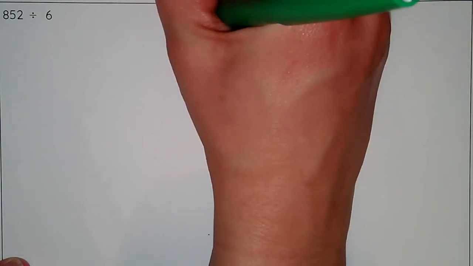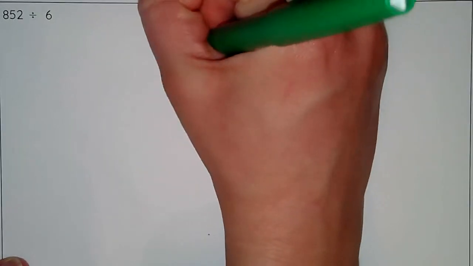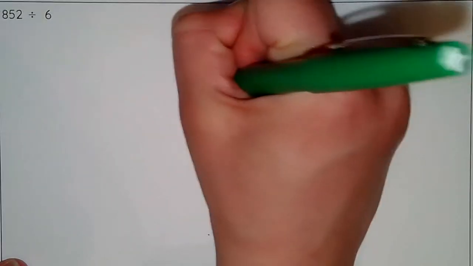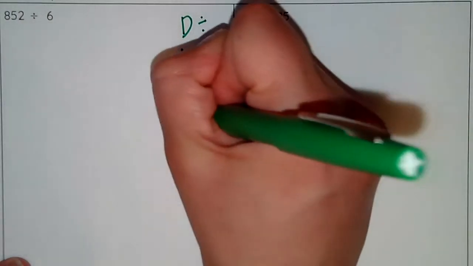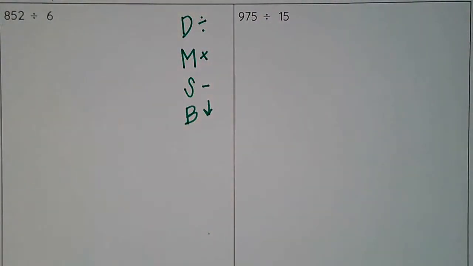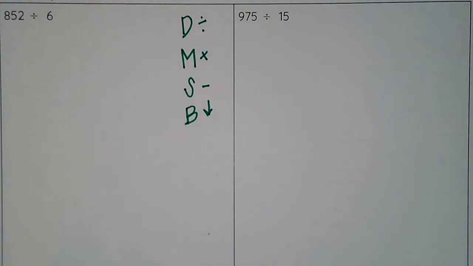So the first step is always to divide. Next, we multiply, subtract, and then bring down. So as I am going through this division problem, I can check as I go and make sure that I'm following the appropriate order. Okay, so we're ready to get started with problem number 1.